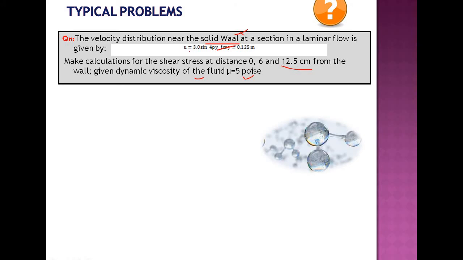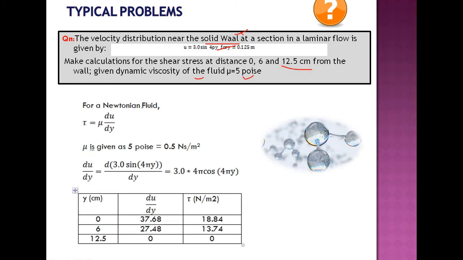You see, the velocity distribution is given, u in terms of y. What is y? y is the distance from the solid edge. So you can find out du by dy, but that du by dy will be in terms of y only. That is a differential of u with respect to y. Mu is given. So for 3 different values of y, you will be getting 3 different values of velocity gradient du by dy and the corresponding 3 values for the shear stress also. We will try to do that.